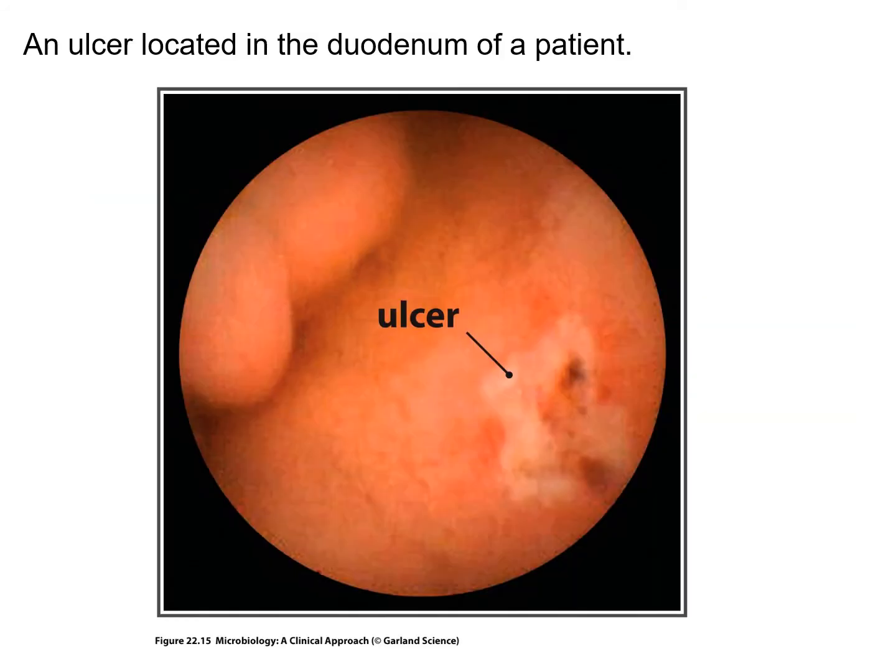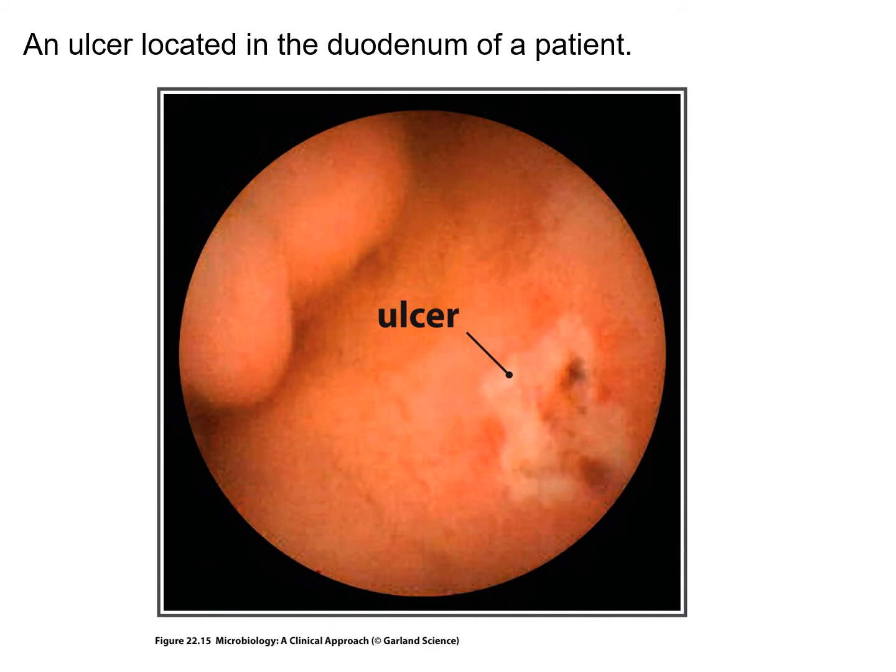You can have ulcers forming in the stomach, you can have ulcers forming in the duodenum, as you're seeing here, and ulcers are lesions within the epithelial lining. You can have them in the mouth as well. That's what we call canker sores. Those are not caused by the same bacterium though.